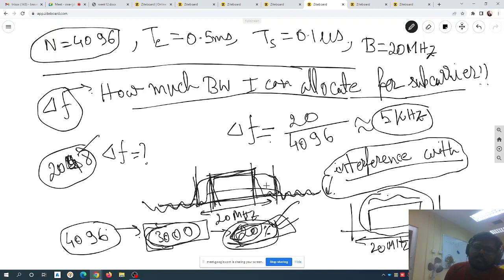So one more question, sir. What is the maximum number of subcarriers that can be allocated within one OFDM symbol? Is there any limitation? It depends on how much bandwidth you can buy, with the relationship N times delta f is equal to B.